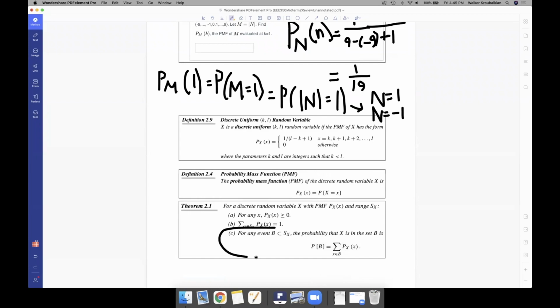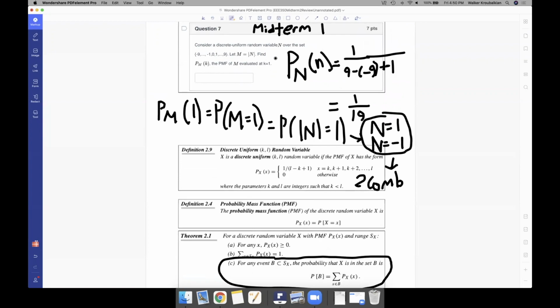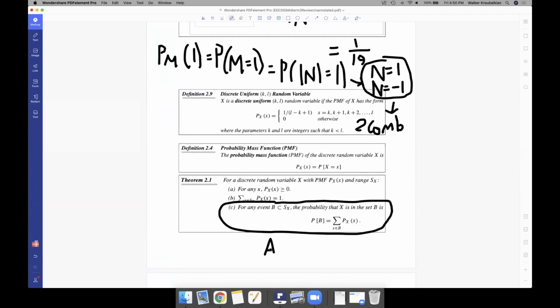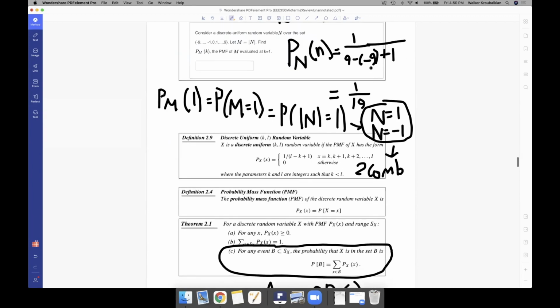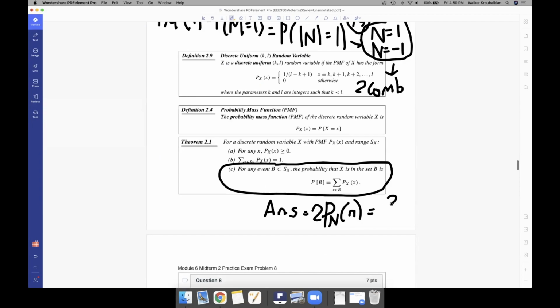Therefore, we can use this third property down here for any event B. The probability that x is in the set B is the sum of the PMF over every combination in that set, right? Because we only have 2 combinations, we just add up 2 of the PMF of n. So our answer is going to be 2 times the PMF of n, and that's just going to be 2 times this. If we evaluate that, we get 1/19. So that's 2/19.